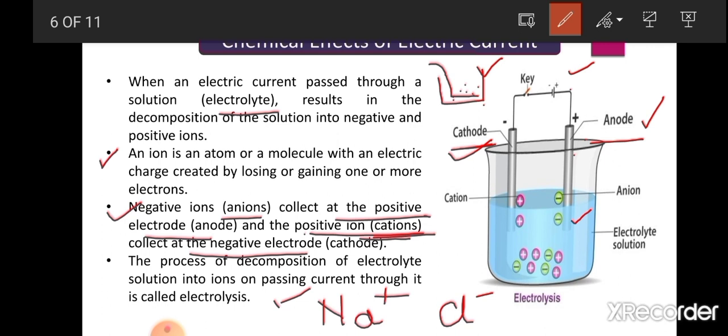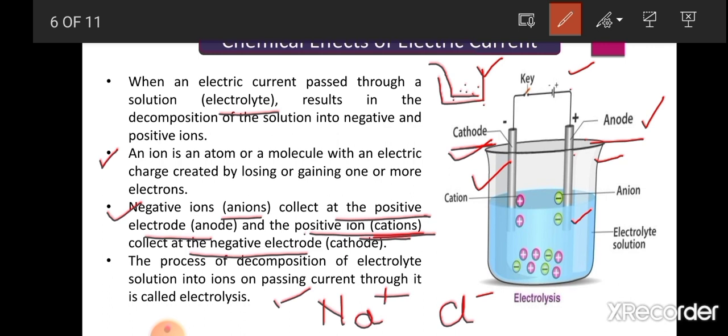So when electric current is passed through an electrolyte, it breaks into positive and negative ions. Positive ions are called cations, negative ions are called anions. The positive ions will be attracted towards the negative electrode, that is the cathode, and the negative ions, the anions, will be attracted towards the positive electrode, that is the anode.